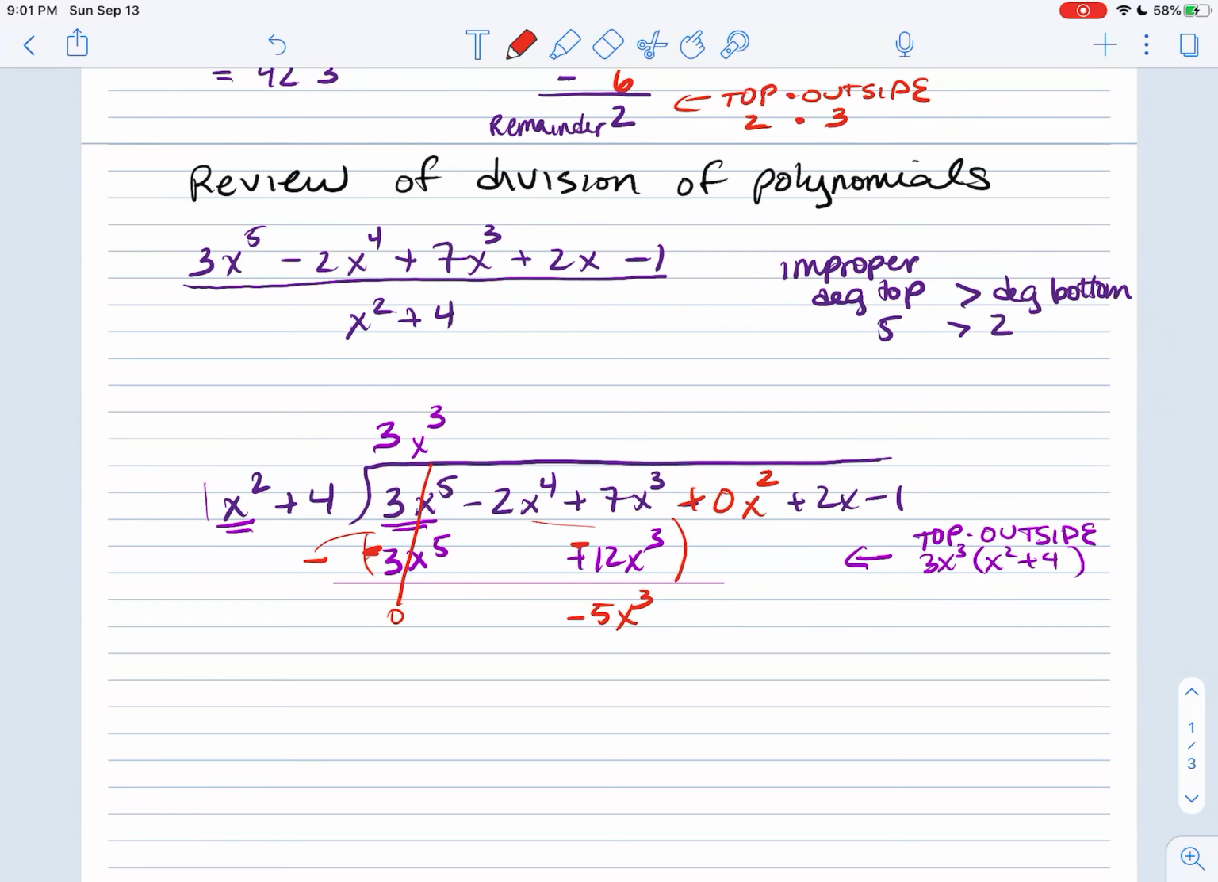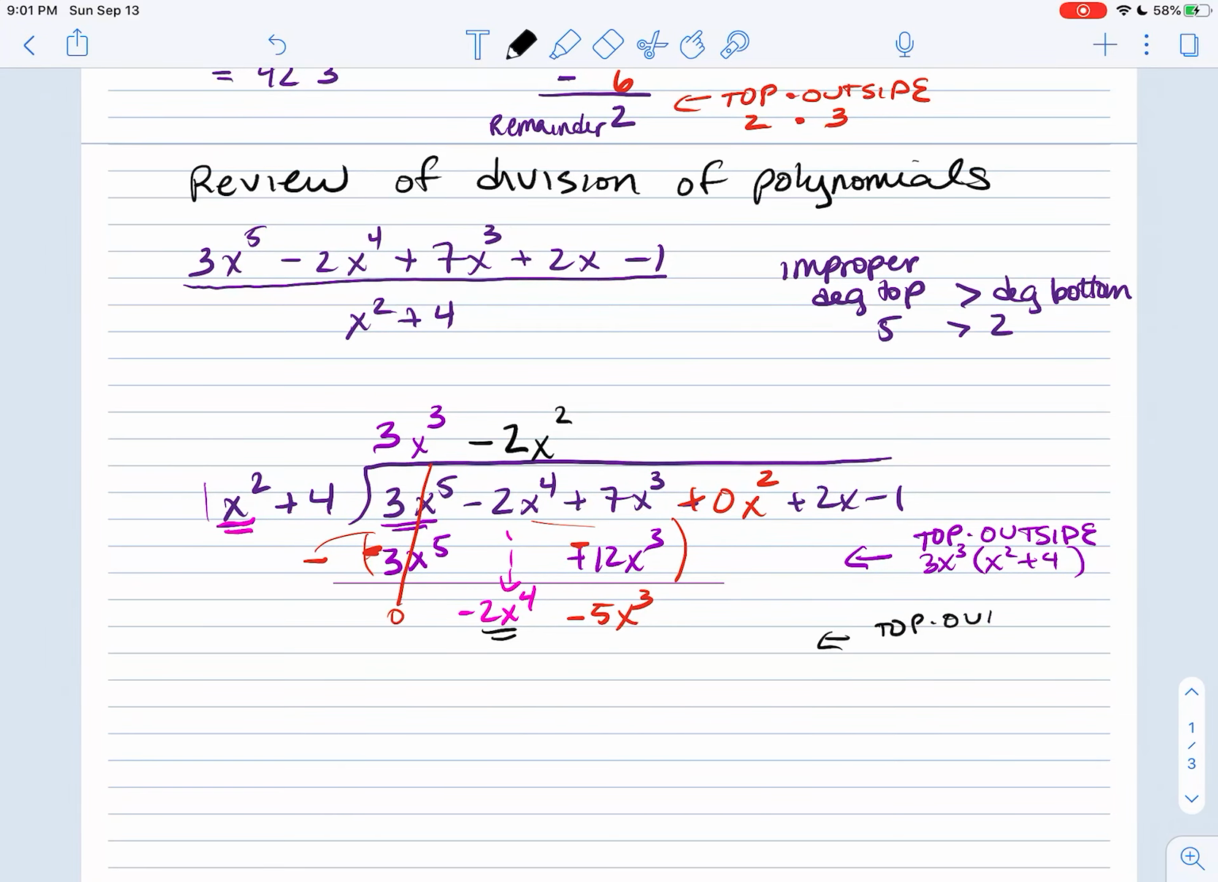So in this case, since I skipped over, I'm going to be dropping down the minus 2x to the fourth. And now I'm going to begin again. I say x squared times what gives me negative 2x to the fourth? I know 1 times what gives me minus 2 is going to give me a minus 2, and x squared times x squared is going to give me x to the fourth. So what do I put here?